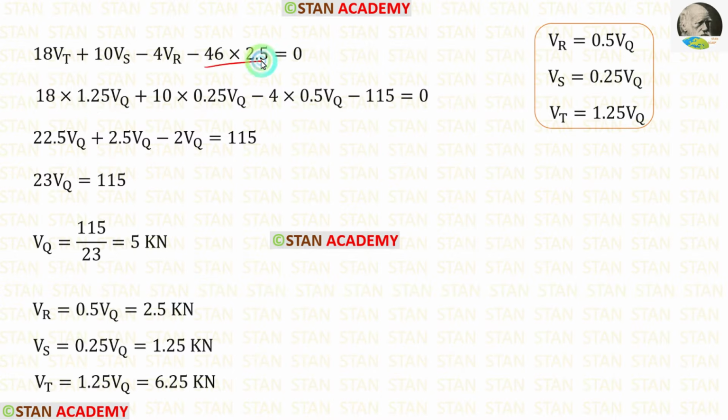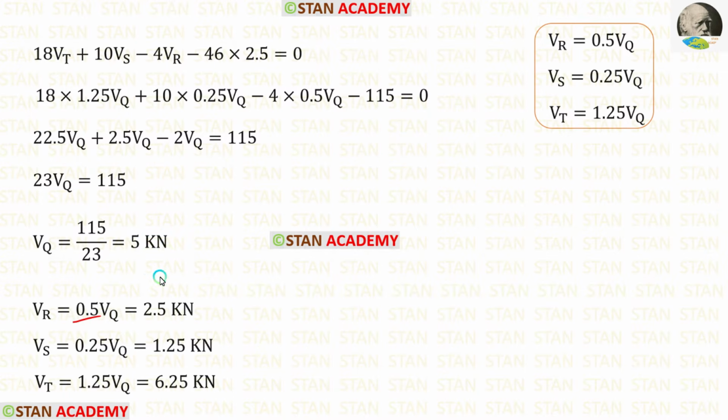When we multiply these two, we will get minus 115. When we multiply these two, we will get these. And when we multiply these two, we will get these. When we add these three, we will get 23 Vq. Finally, for Vq, we are getting 5 kilonewton.